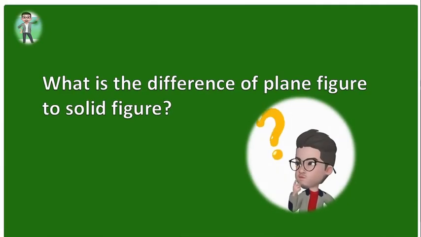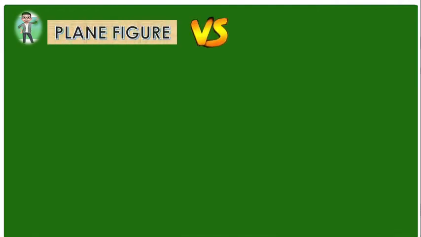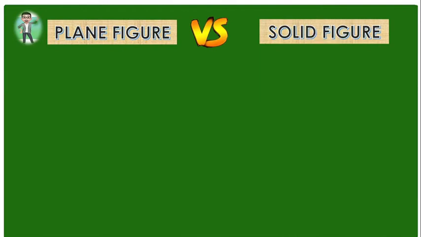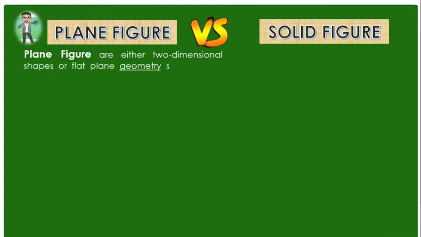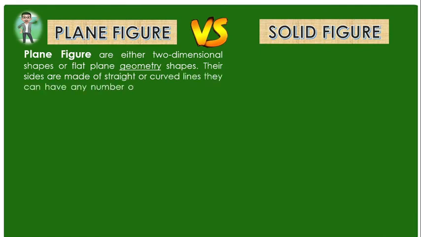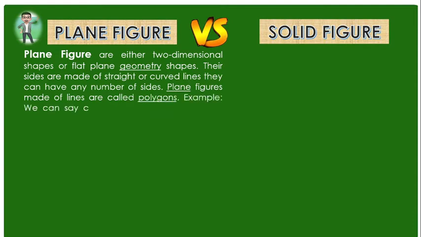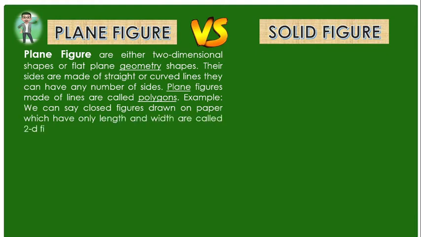What is the difference of plane figure to solid figure? Let's find out. Plane figure versus solid figure. A plane figure is either a two-dimensional shape or flat plane geometry shape. Their sides are made of straight or curved lines. They can have any number of sides. Plane figures made of lines are called polygons. For example, closed figures drawn on a paper which have only length and width are called 2D figures or two-dimensional figures.